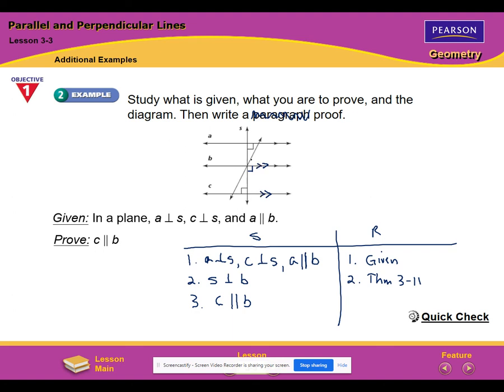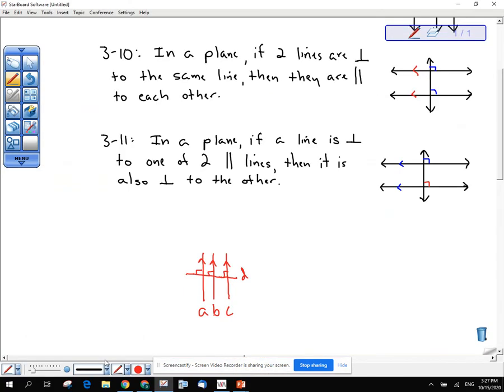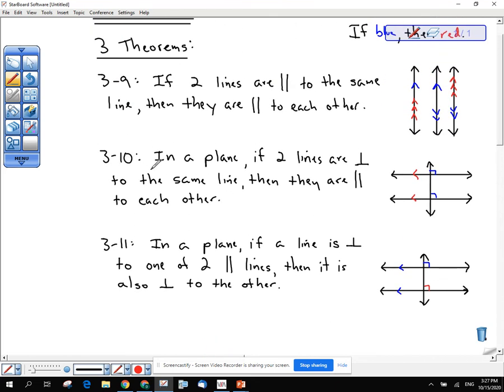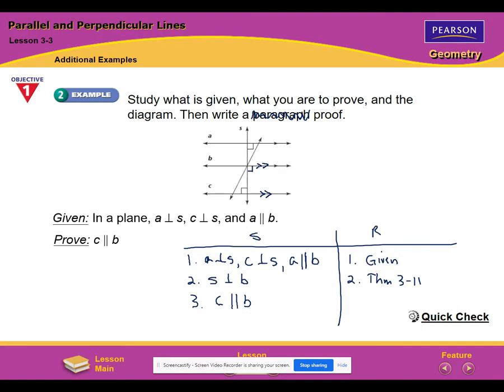Why? Well, because if two lines, how is it said? I got to go back. I don't want to say it wrong. Yeah, theorem 3-10. If two lines are perpendicular to the same line, then they are parallel to each other. Two lines are perpendicular, that's this one and this one, to the same line. That means they're parallel to each other. So that's theorem 3-10.